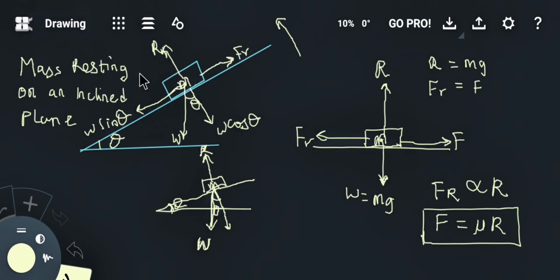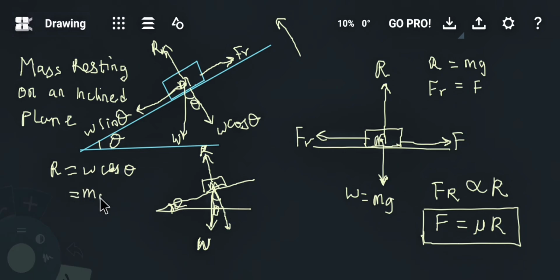So if we pull this up together, we can see something really amazing. We can see that the normal reaction force is taking a new shape. It is now, on the inclined plane, giving us W cos theta. And if we expand on that, W is mg, we can see that normal reaction is giving us mg cos theta. Makes sense, right? Good.